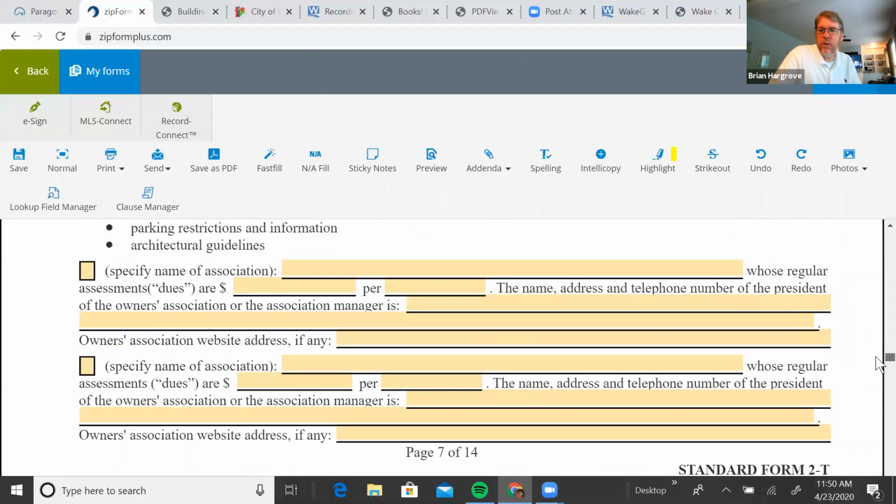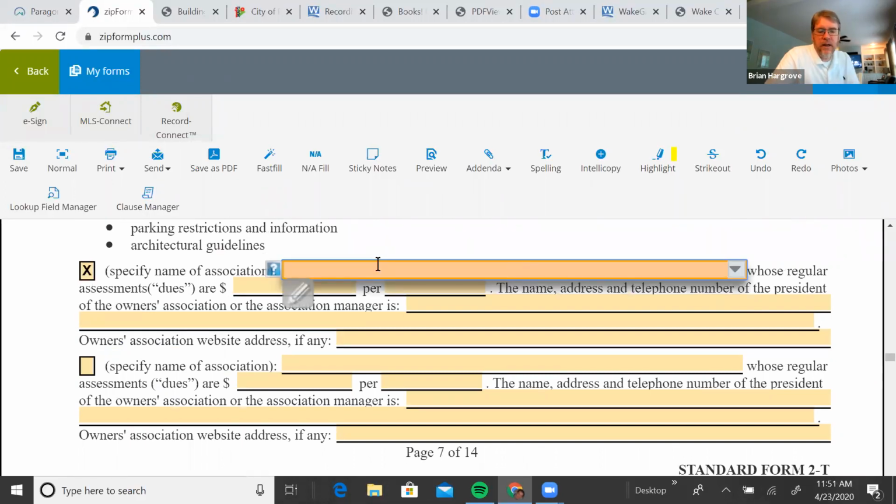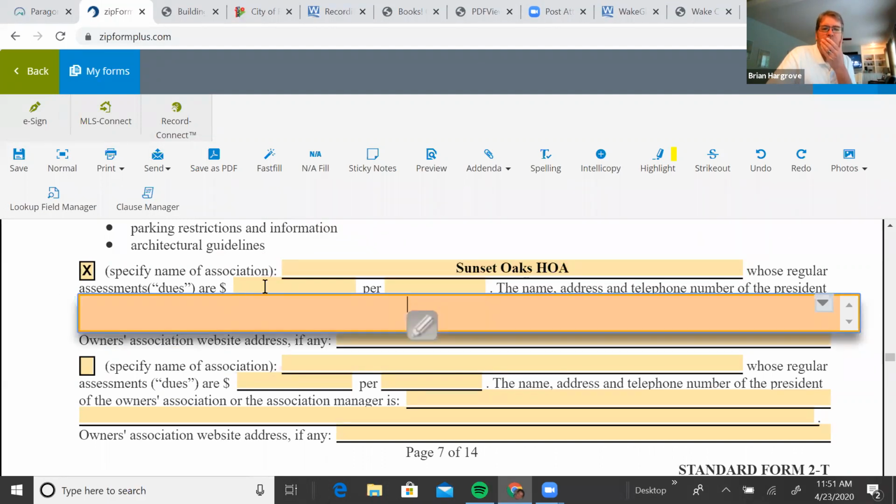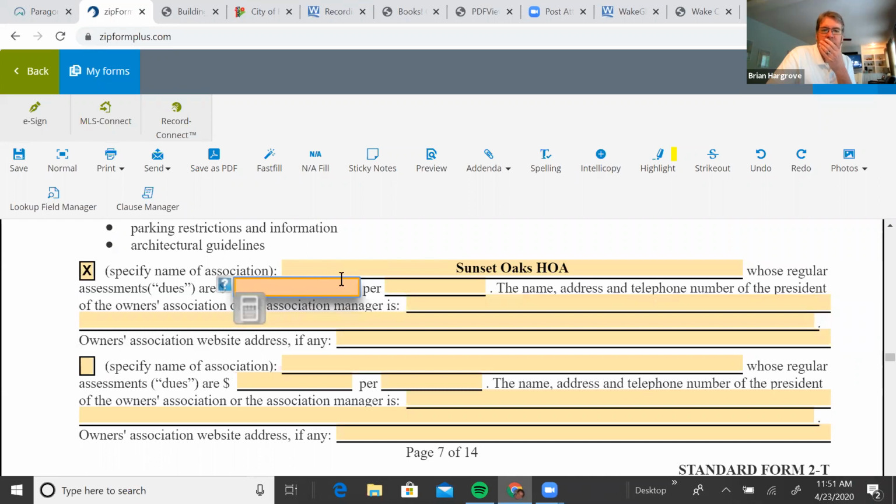Here's where we list any HOAs. And you check that there is no HOA. You put the name of the HOA, if there is one, or the name of the company. And then what are the dues? I mean, how much are they and how often? So if you pay $125 a quarter, you put $125, and then you put quarterly. Or if it's $500 a year, you put $500 per year, or $50 per month.